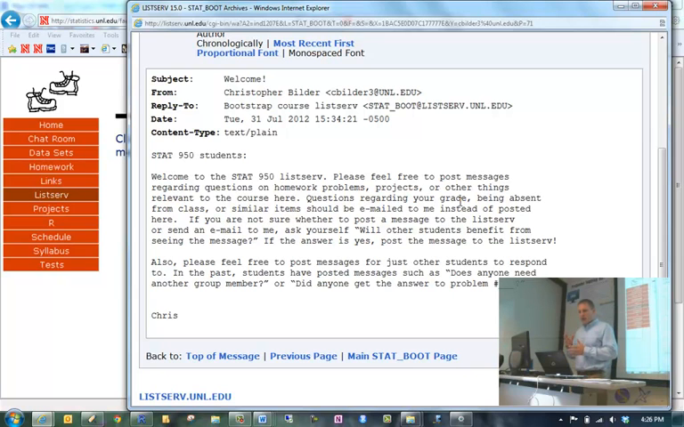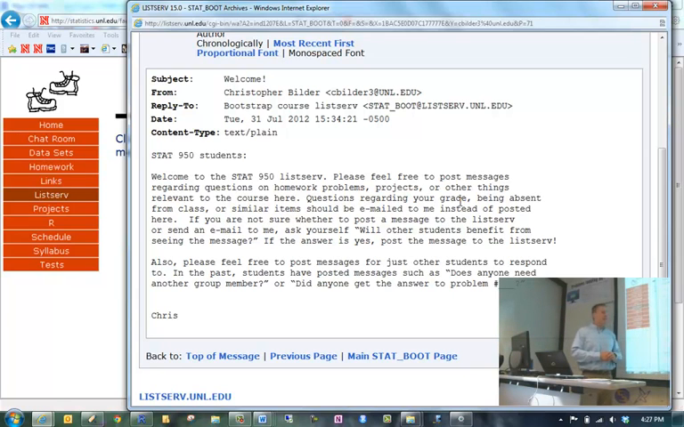If you have a question regarding your grade or something more personal about yourself, like you're going to be absent from class, don't post those kinds of messages here. Most students in class don't care if you're not going to be able to make it to class a particular day. But questions where other students could potentially benefit from seeing the answer, like a question about a project or an upcoming test, post the message here. If you're ever in doubt, just ask yourself, will other students benefit from seeing the message? If the answer is yes, post it here. If the answer is no, email me.